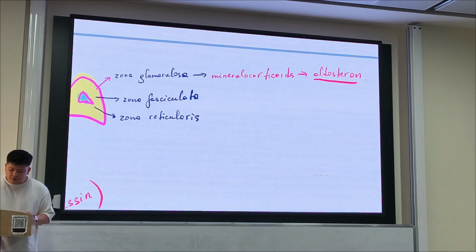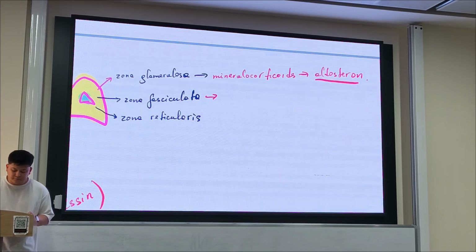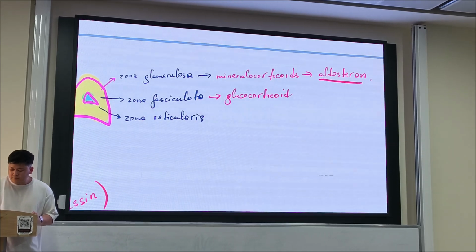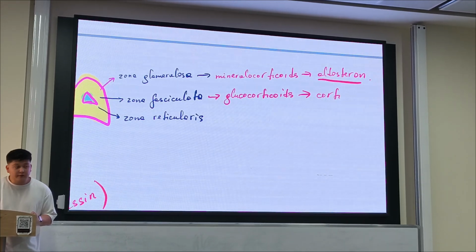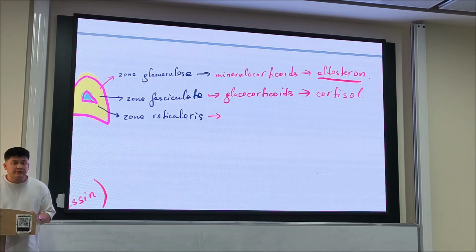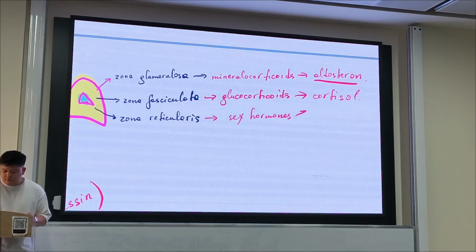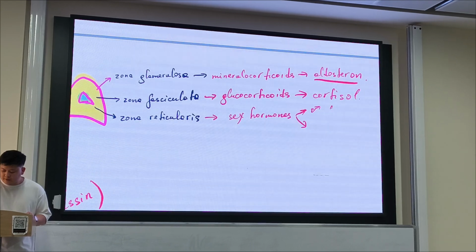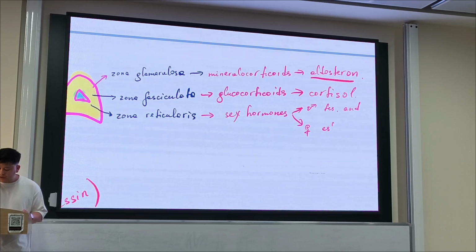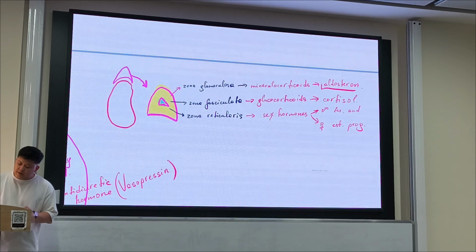Okay. So zona fasciculata is going to synthesize glucocorticoids. An example of a glucocorticoid is cortisol. And zona reticularis synthesizes the sex hormones. Which ones? Testosterone. So for males it will be testosterone, androgens, right? And for females that will be estrogen, progesterone. Okay, so aldosterone. Let's focus on the aldosterone.